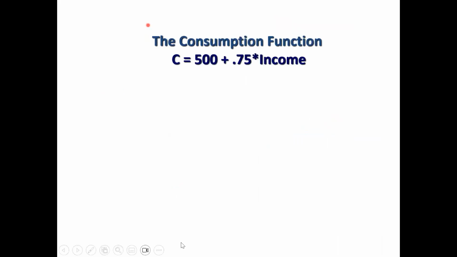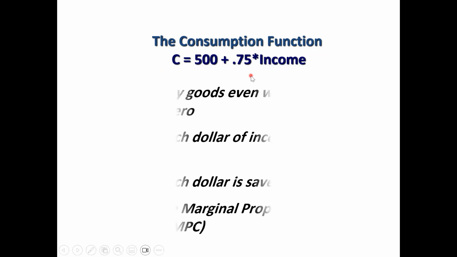So the consumption function is equal to 500 plus 0.75 multiplied by income, as we took before. This part is called the autonomous consumption, and this part is the marginal propensity to consume. In order to get the consumption at any level of income, we use the consumption function.